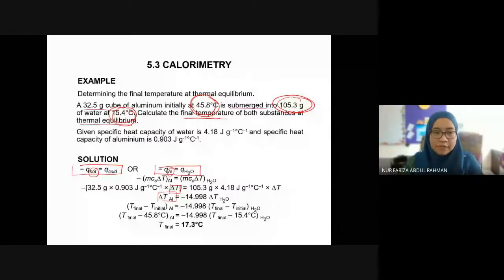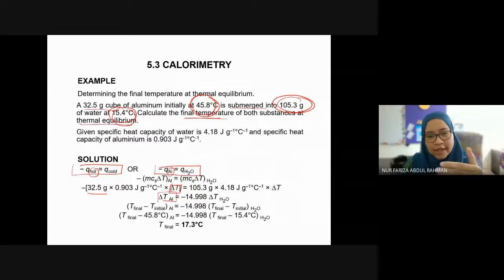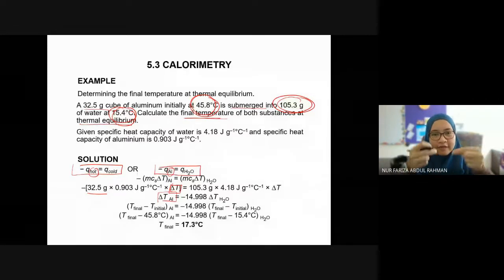Be careful bila banyak sangat nombor ni, kita takut kita miss out. Okay, sebab saya macam tu, saya agak careless. Jadi kita jangan kembangkan dulu. Jangan buat temperature TF and then tu. Bila you kembangkan nanti, kita takut bila kita nak carry forward tu, nak tulis balik tu, kita miss out.